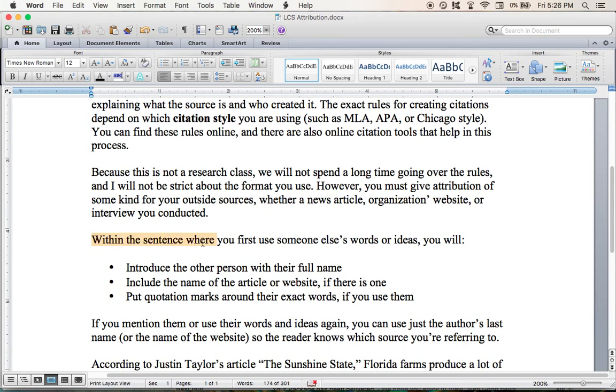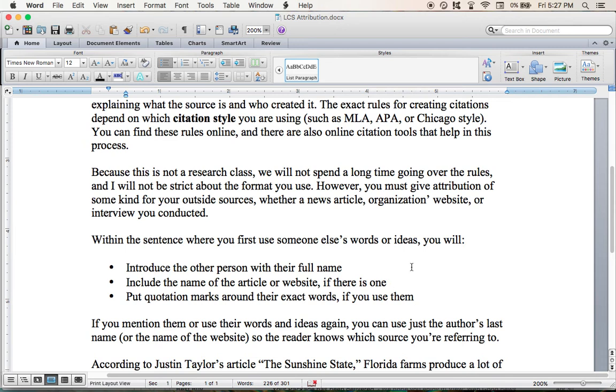Within the sentence where you first use someone else's words or ideas, the first time that you mention an outside source that you're using, you are going to introduce the author or the person you're interviewing with their full name, if you know who the author is. You're going to include the name of the article or website, if there is a name for the article or website. And you're also going to make sure to put quotation marks around their exact words, if you use their exact words. So those are the three basic rules that I want you to follow when you first use someone else's words or ideas.